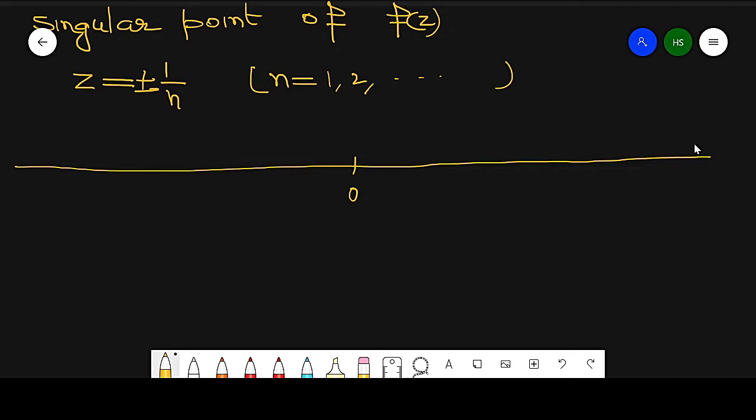If this point is origin, suppose this is 1 and this is minus 1. When we substitute n equal to 1, we get this point, then n equal to 2, this is the 1 by 2 point, then 1 by 3, 1 by 4, 1 by 5, 1 by 6, 1 by 7, 1 by 8, 1 by 9, and so on. When n approaches infinity, it approaches 0.